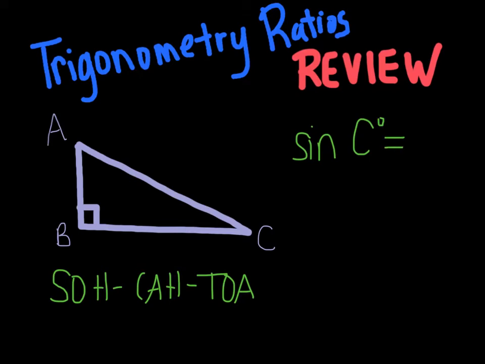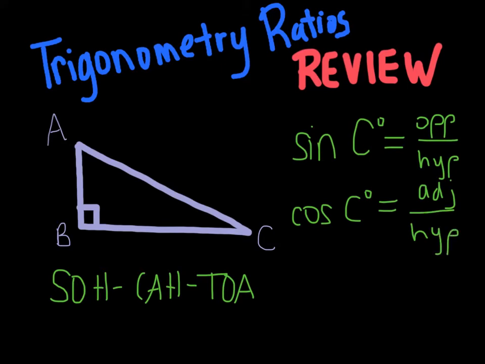And on the other side will be whatever two sides you're using, and we already talked about that: sine is opposite over hypotenuse. Then cosine, again based on C, is adjacent over hypotenuse. From this angle C, the adjacent side is right here, and of course the hypotenuse is opposite your right angle. Then the tangent of the angle, again C this time, is opposite over adjacent.